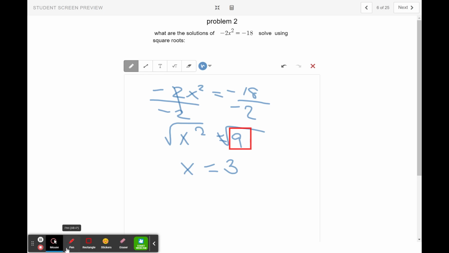How do we know what those answers are? The calculator will give you the plus version. You need to know that there's also a negative version. So x equals 3 and x equals negative 3.